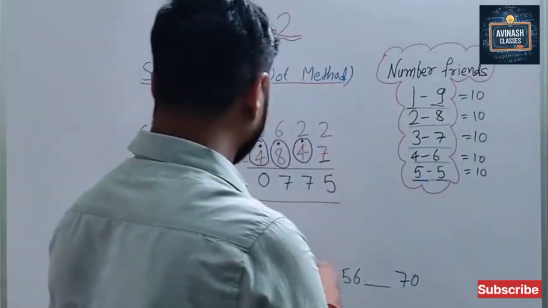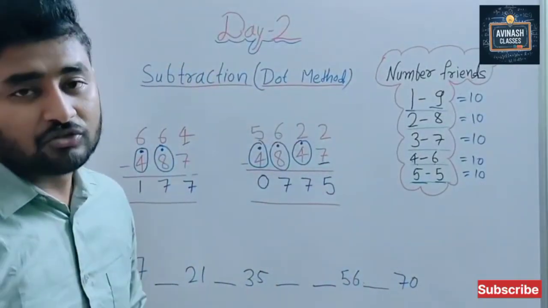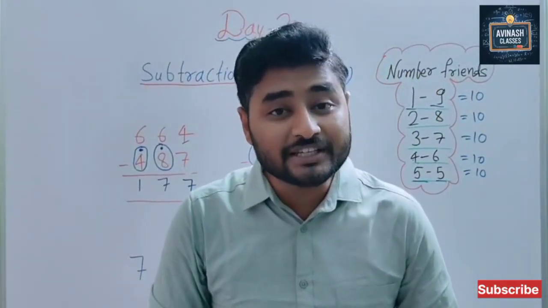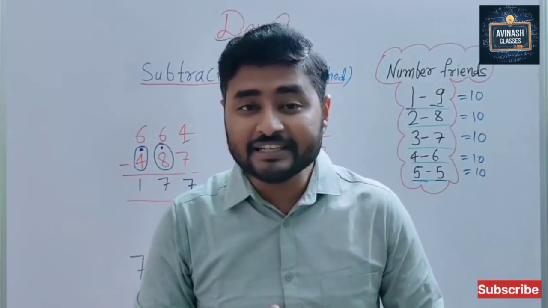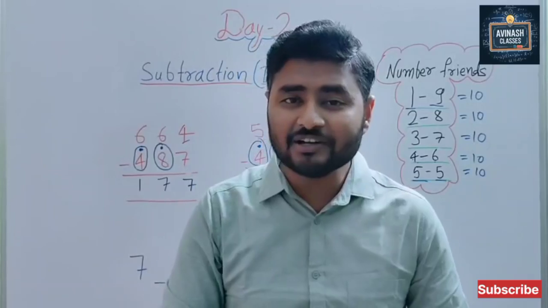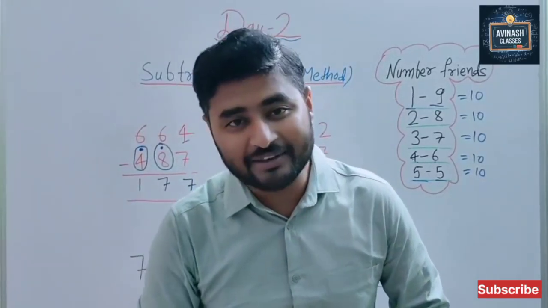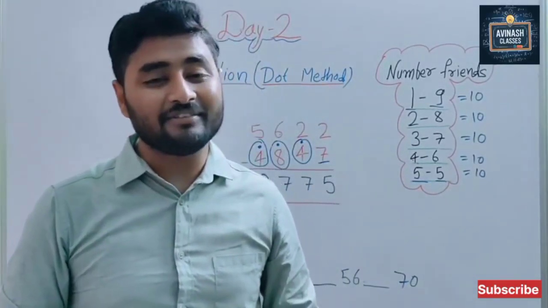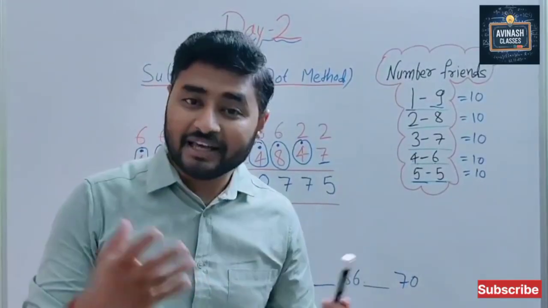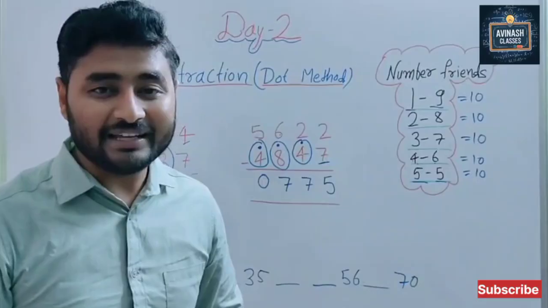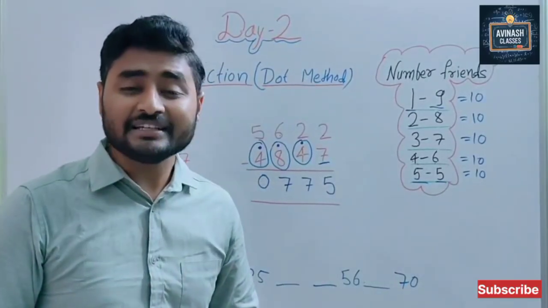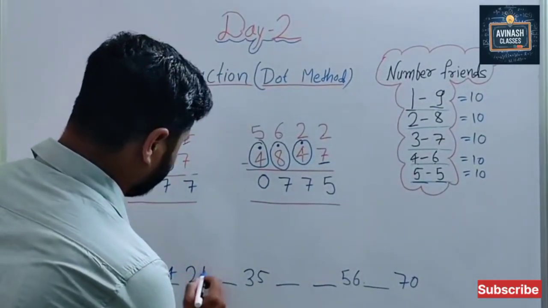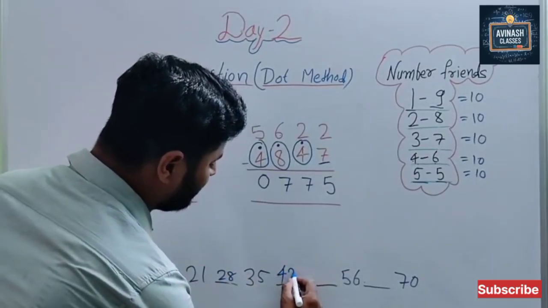Now we are going to learn the 7 table practice. Okay? So every student tell me, 7 times 1 is 7. Yes. 7 times 2 is 14. 7 times 3, 21. 7 times 4, 28. 7 times 5, 35. 7 times 6, 42. 7 times 7, 49. 7 times 8, 56. 7 times 9, 63. And 7 times 10, 70. So at the end of that page, we have to write the 7 table. So we have to complete here.